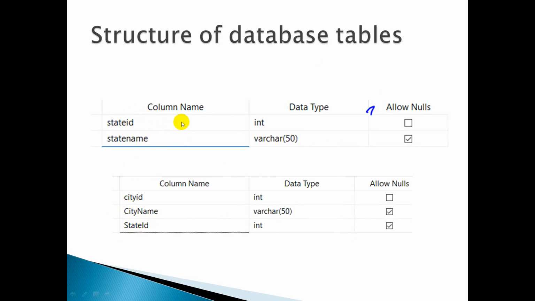I just want that in a single drop down state ID and state name should be displayed, and whenever user selects any state from the drop down, then the cities of the respective state should be displayed in another drop down.